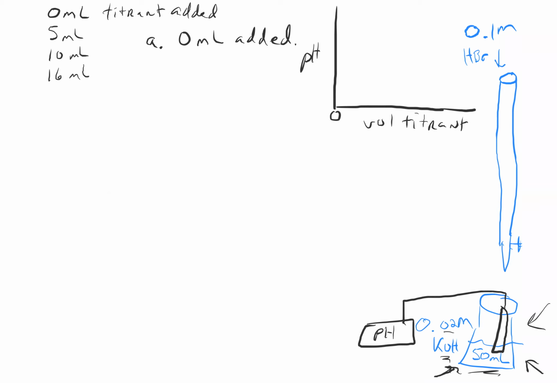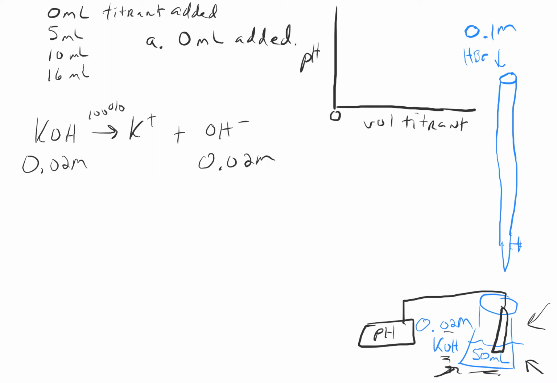Well, I've got a strong base. I've got potassium hydroxide. And we know that when we put that into water, it dissociates 100% because it's a strong base, doesn't it? So all of our formulated units of KOH break up into these ions. So if I specify 0.02 molar this, what I'm really saying is I've got 0.02 molar hydroxide and 0.02 molar potassium. And of course, this one directly impacts the pH, doesn't it? And I'm told the concentration of it. So, this is really easy.